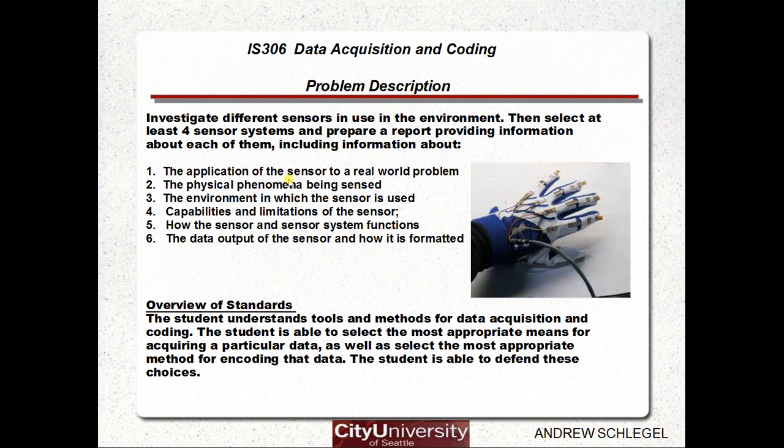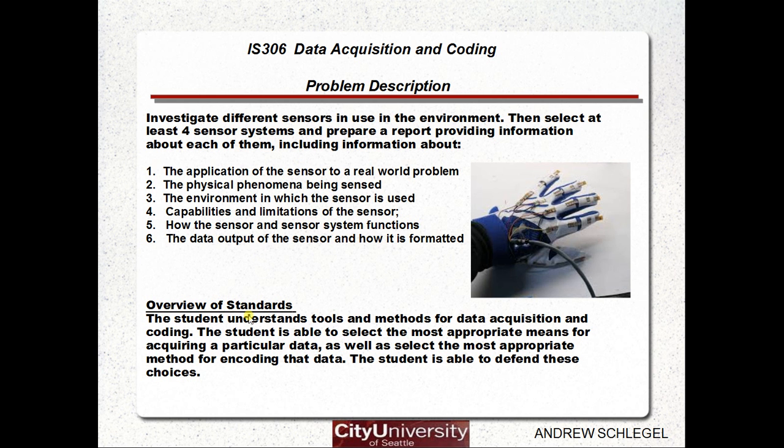Okay, the application of the sensor to a real-world problem, the physical phenomena, the environment in which the sensor is used, capabilities and limitations of the sensor, how the sensor and sensor systems function, the data output of the sensor, and how it's formatted. Basically you have to address these issues for each sensor, okay?